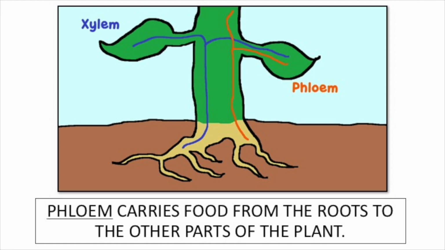Phloem carries food from the roots to the other parts of the plant. Yes, quite hard words to pronounce. Xylem, phloem. But try to remember, the blue line is the xylem. That's the water. The red line is the phloem, and that's the food. And it carries the food and water all to the other parts of the plant.